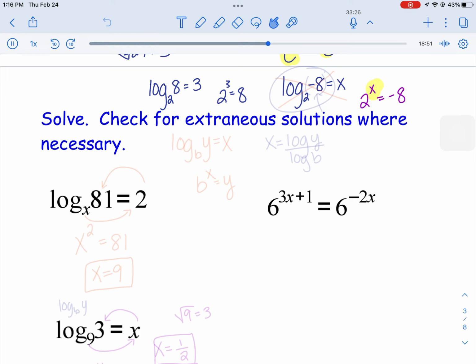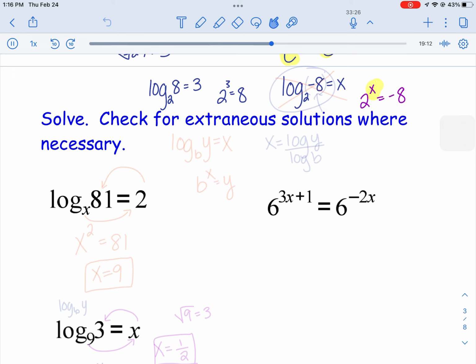If I plugged in 2 to the -2 power, it would be 1/4. 2 to the 0 power is 1. 2 to the 2nd power is 4. So you will never get 0 and you will never get a negative answer. So that's why it's not possible. That's why you can't take the log of a negative number.